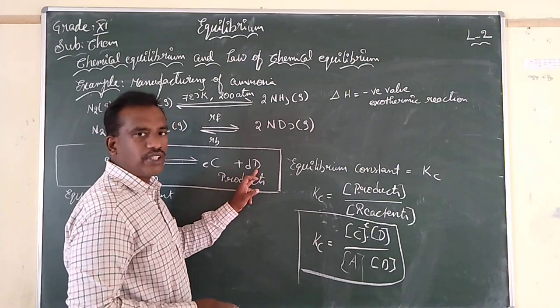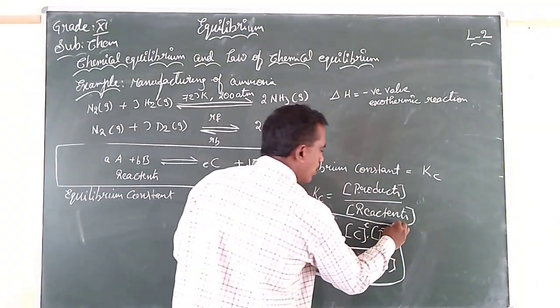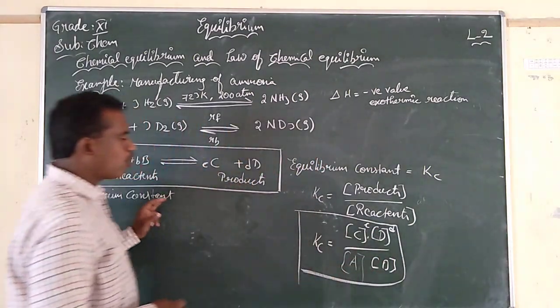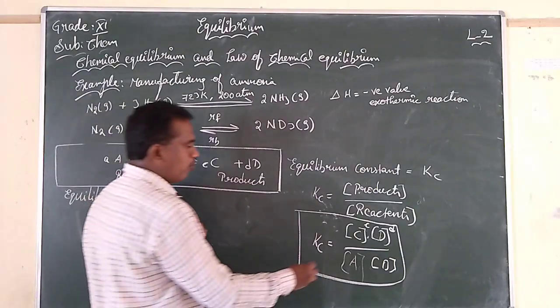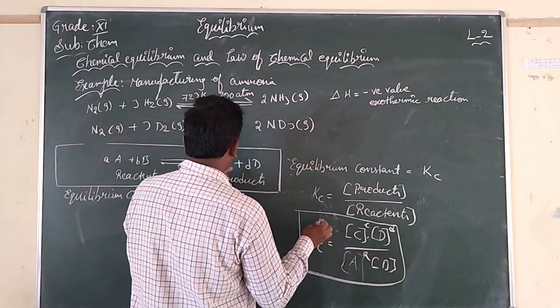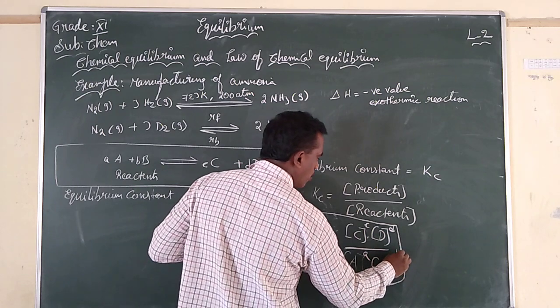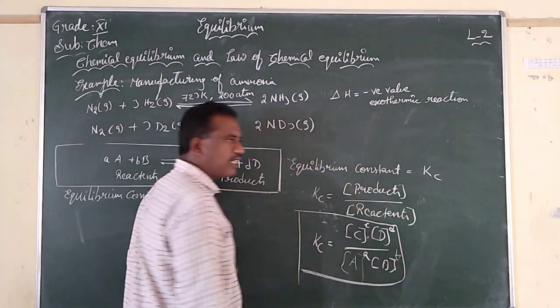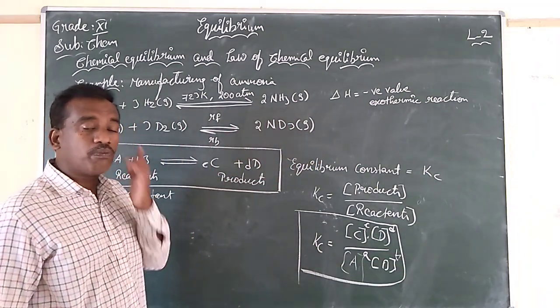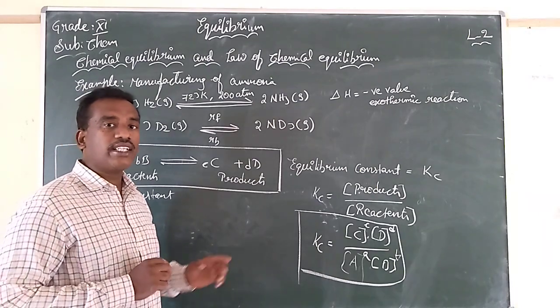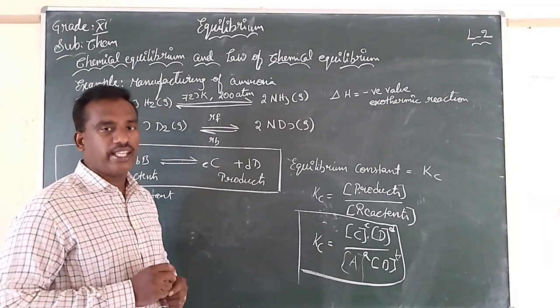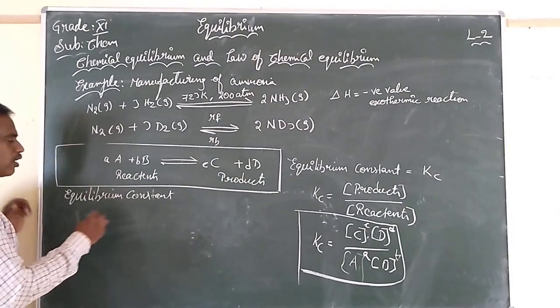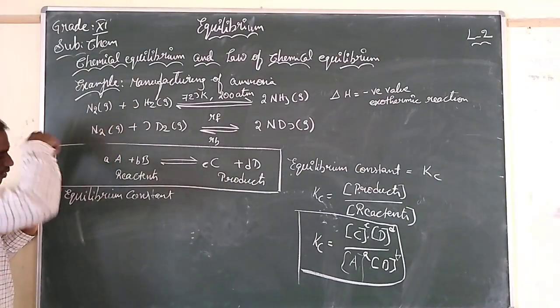What is the coefficient of D? Small d. What is the coefficient of A? Coefficient of A is small a. What is the coefficient of B? Coefficient of B is small b. What are these coefficients? These coefficients are the number of moles of the reactants or products that participated in the reaction. Now can you write the equilibrium constant for the above reaction of ammonia?